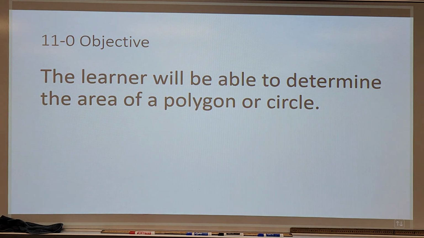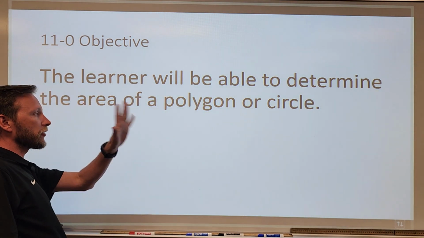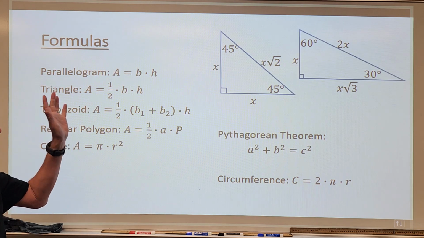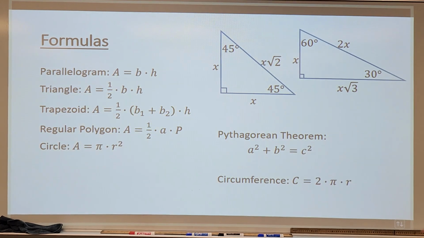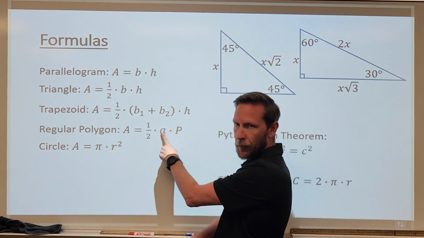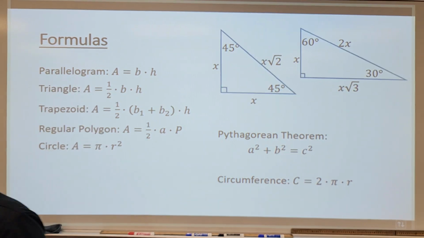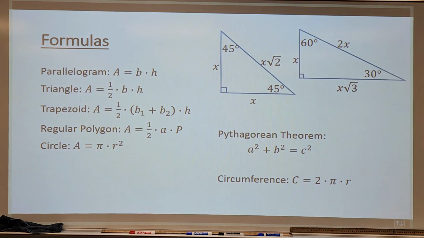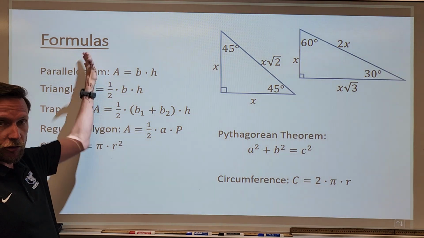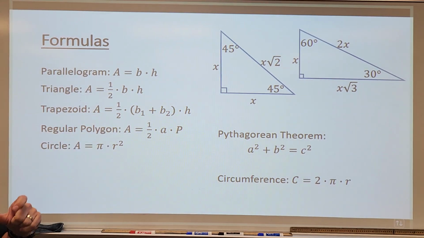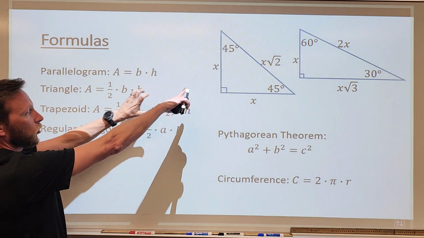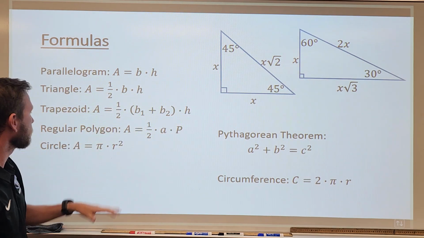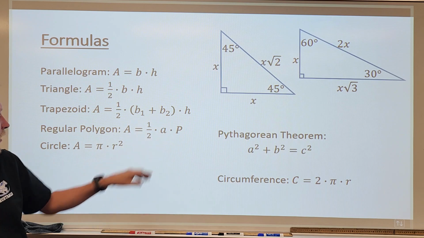So the goal is to determine the area of a polygon or a circle. That's the punchline, and in order to do that, we're going to need to know some things. These are things you should hopefully already know, with the exception of the regular polygon. The area of a parallelogram is just the base times the height. The triangle is 1/2 times the base times the height, because every triangle is just half of a parallelogram. The area of a trapezoid is the average of the bases times the height, or you can think of it as two separate triangles, 1/2 base 1 times the height and 1/2 base 2 times the height, added together. The regular polygon will explain where that logic comes from.